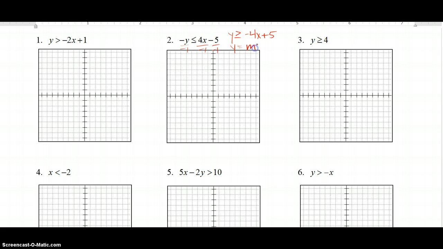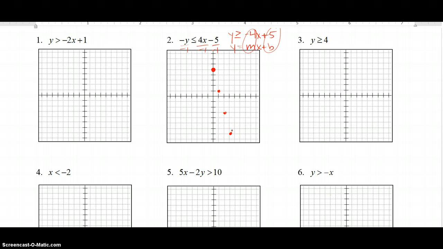Y equals mx plus b is very similar to this inequality, so we can still graph our y-intercept at 5 on the y-axis, and we could still use our slope of -4. So we're going to go down 4 over 1, and repeat.